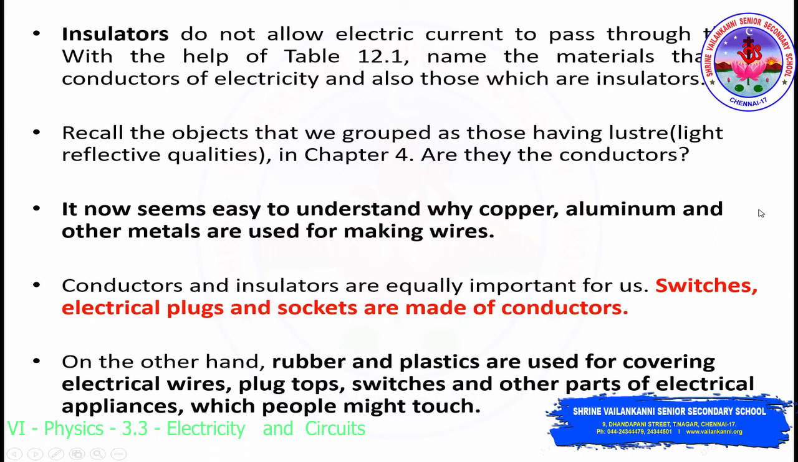So that is the reason why these materials are used as insulators, as the outer covering on all the electrical appliances. You got it? And switches, electrical plugs and sockets are made of conductors. So switches. Yes, so these are the other applications where you can consider conductors and insulators.